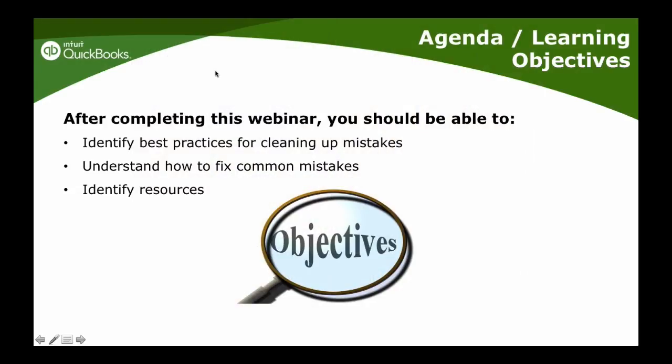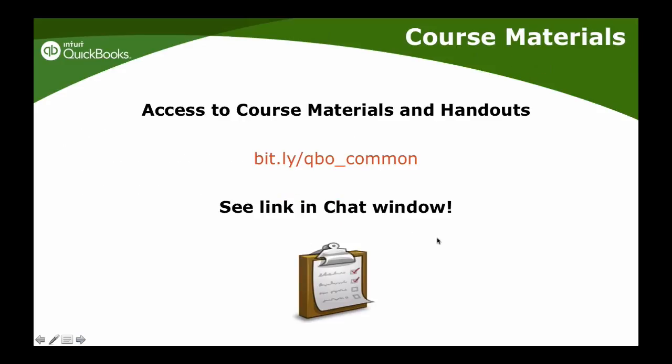What is the agenda for today, or what are the learning objectives? At the end of today's webinar, you should be able to identify how to clean up the mistakes and understand where they came from. I think that's really the issue. It's not just how to fix them, because most accountants can do a journal entry and fix stuff, but it's important to understand the source of how these mistakes happen, because we can fix them and, not only that, train the client on how not to make the error again. Sometimes it's us who are making the errors.